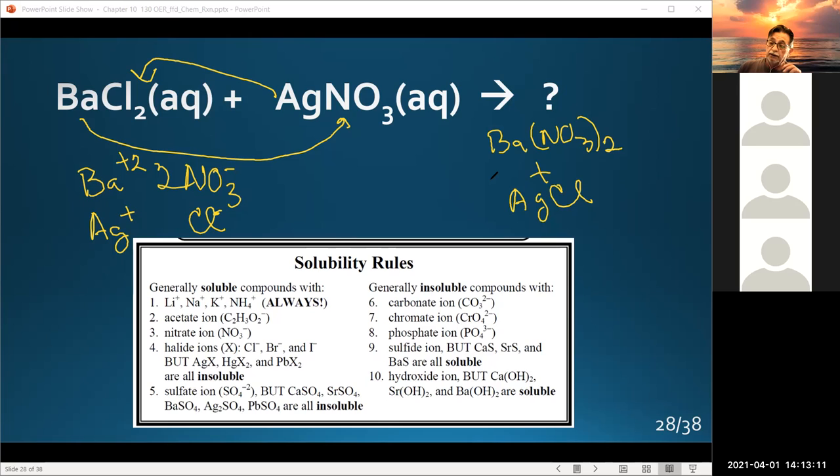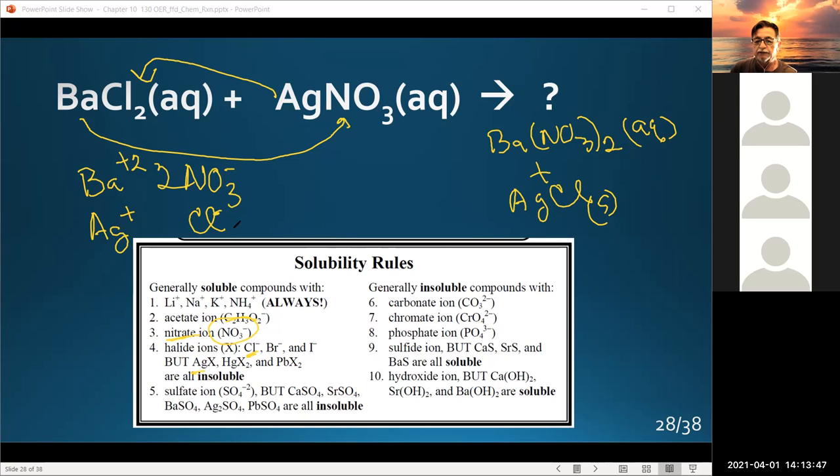Let's check solubility. All right. So barium nitrate, regardless of who the nitrates are bonded to, always soluble. So we got aq here, that's soluble. Okay. The halides, the chlorides, okay, normally soluble, except when they're bonded to silver. Guess what? We got silver chloride, solid. There it is. Okay, now we got a positive reaction.